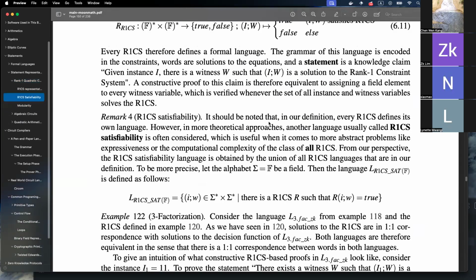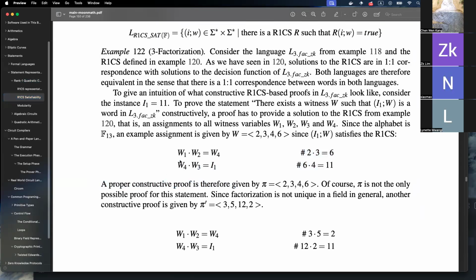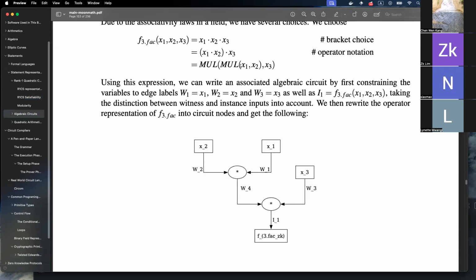So this is the last chapter, by the way. This is one of the examples, but essentially we want to convert all statements into multiple statements like this. This is R1CS, and this is very easily convertible into a circuit. For example, f equals x1 times x2 times x3, and you can convert this into a circuit if you break it down. That's why when we talk about circuits, they are usually very easily convertible into R1CS as well.